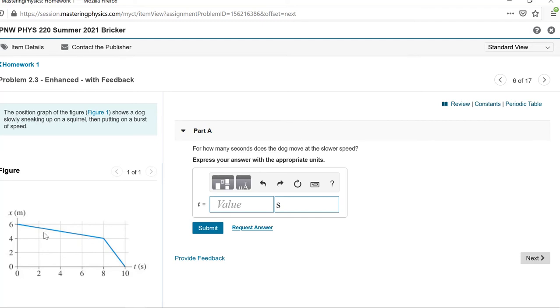Okay, so I sort of already answered that for you. This is the slower speed. This part, you're not moving as quickly. The slope is less. The slope is greater, magnitude-wise. So I would say 8 seconds, we're going at the slower speed, right? This part's the slower speed. We start at 6, and we end up at 4. That takes 8 seconds. Okay, so think about that one.